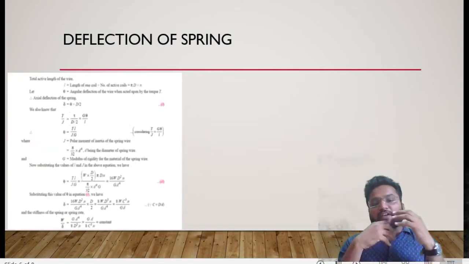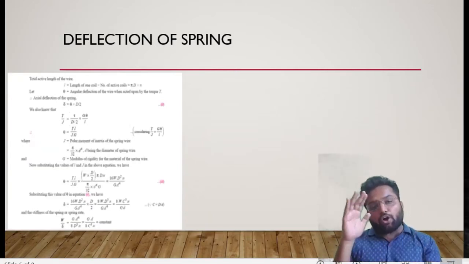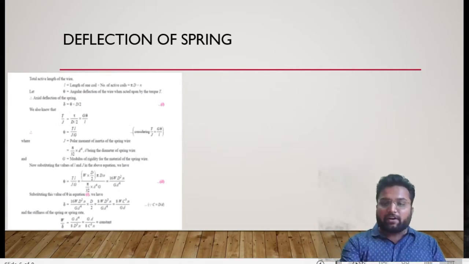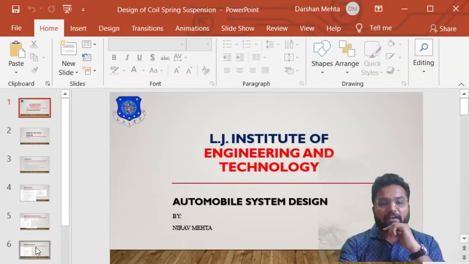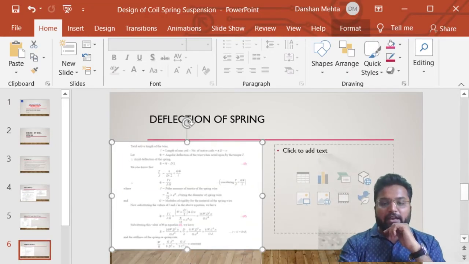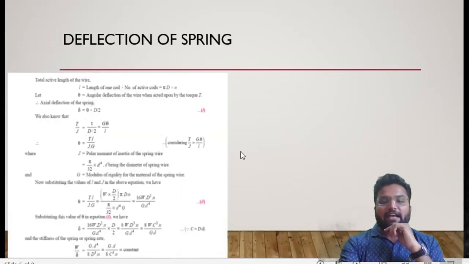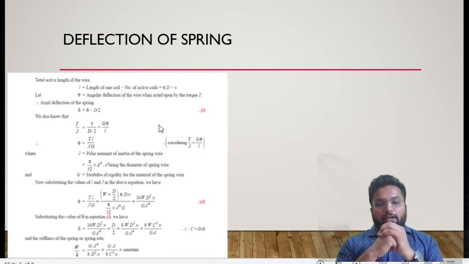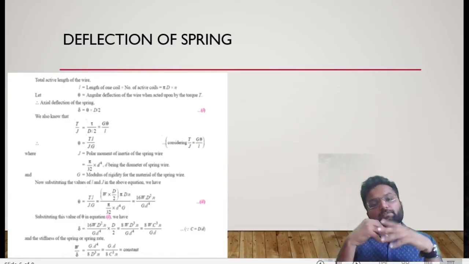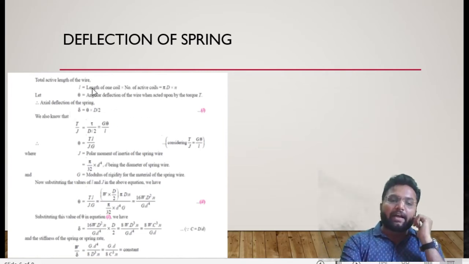Next point, the deflection, because ultimately this absorbed energy or this absorbed stress will be converted to deflection. Clear? Here you can have the maximum amount of deflection, first in terms of theta, and then in terms of delta. So ultimately, deflection delta, or linear deflection, in terms of angular deflection is represented by delta equals theta into D by 2.